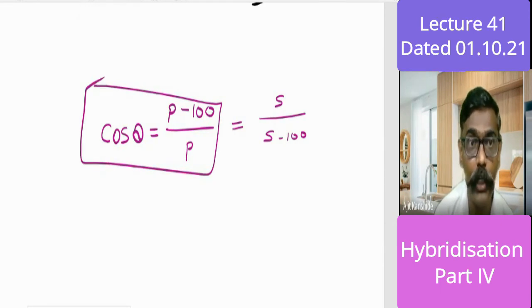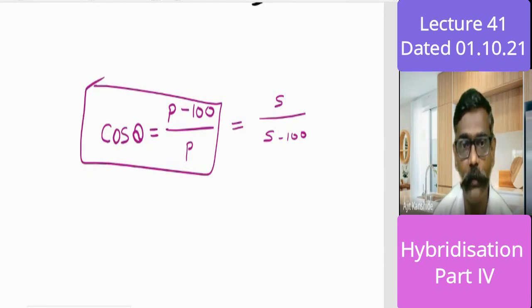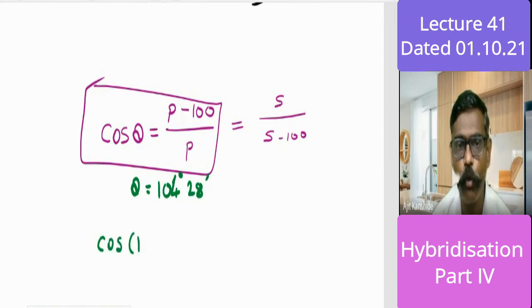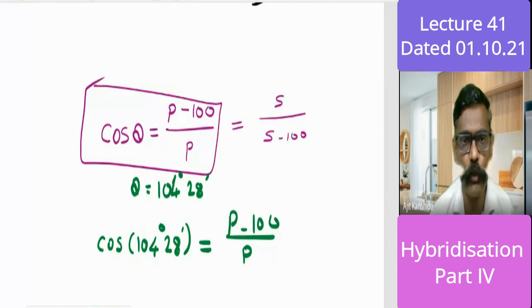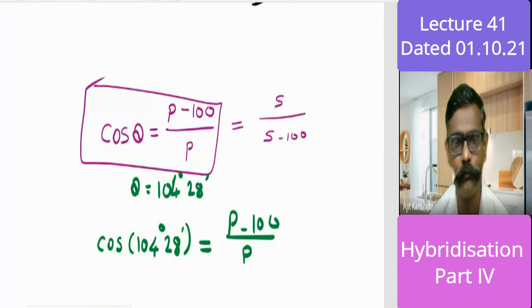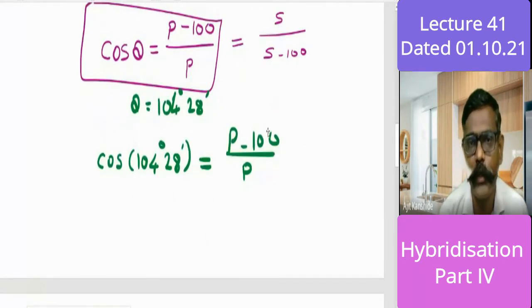Now at this moment, what we know is theta, and just now one student has answered: theta is equal to 104 degrees 28 minutes. Now let me substitute. Cos 104 degrees 28 minutes is equal to, let me write only the one. Can anybody answer what is cos 104 degrees 28 minutes? I think you'll use the calculator.